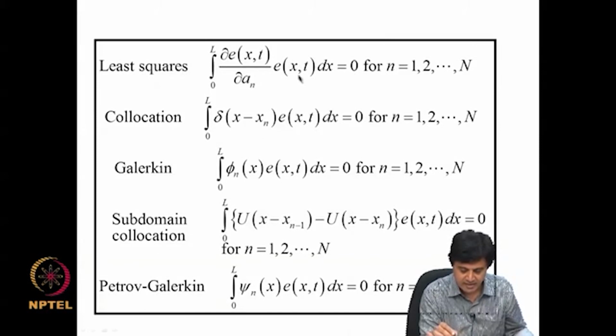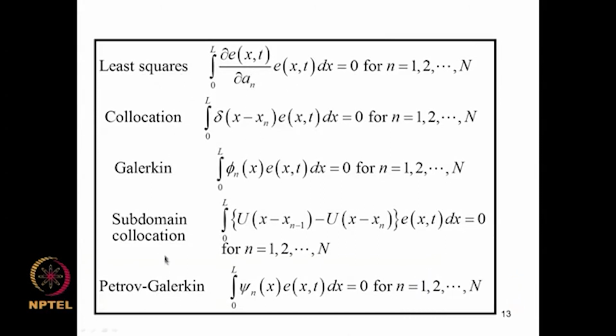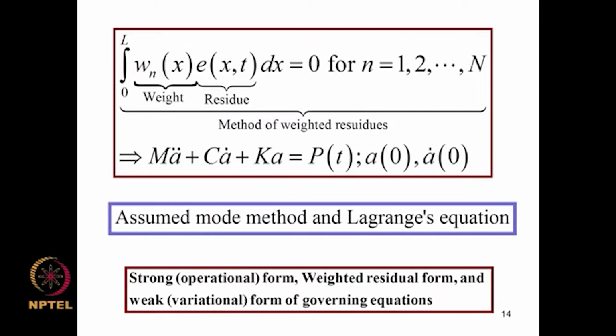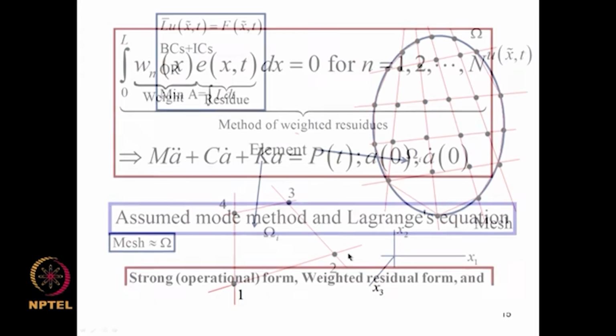The basic idea here is that the weighting function changes for these different methods, and we also applied this to a few problems and saw how it works. So basically there was a residue and a weight function, and by selecting n weight functions and equating this to 0, we got n number of equations, and this is the resulting equation. This is broadly the class of methods known as method of weighted residuals. We also considered certain other additional methods, and we introduced the strong form, weighted residual form and weak form of governing equations while discussing this.